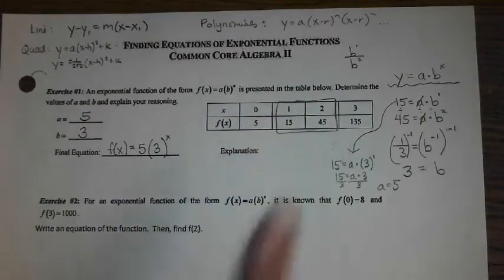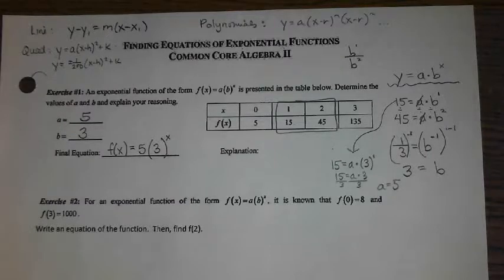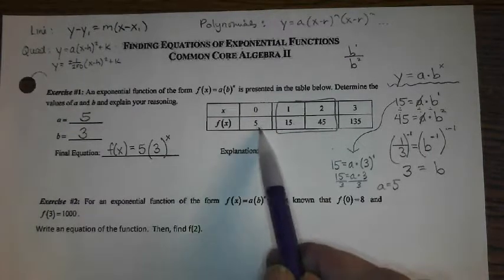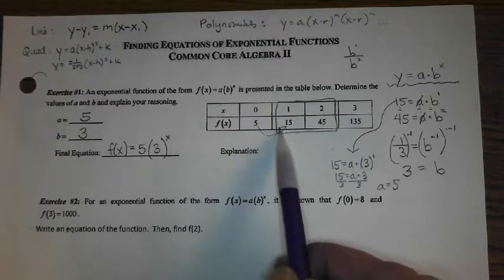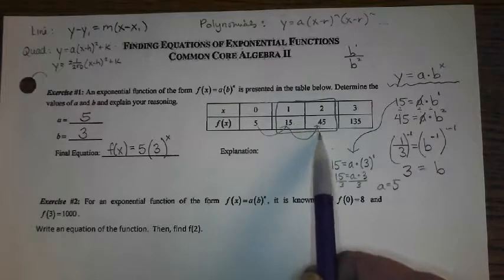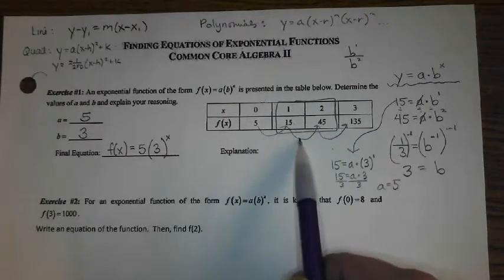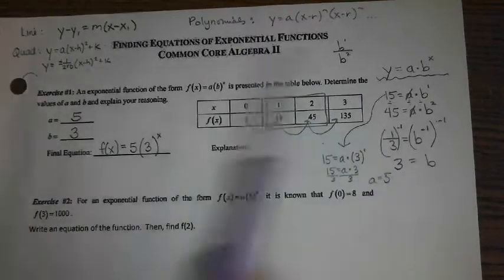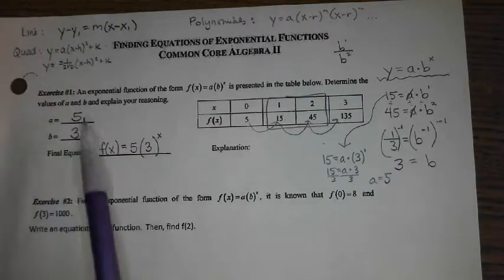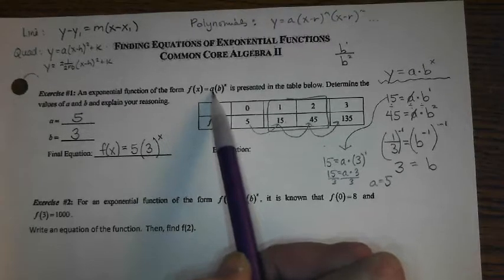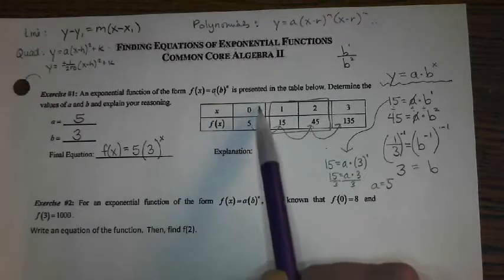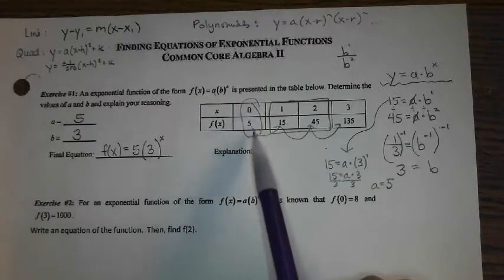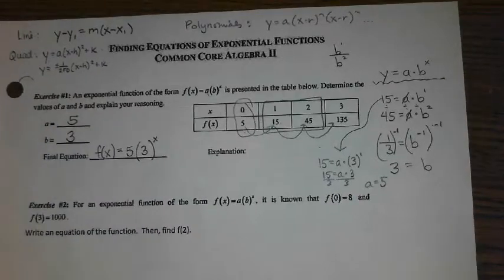The points you are given here are not completely random because they're consecutive, 0 to 1 to 2 to 3, you can see what your multiplier is, right? What's the pattern? Times 3, times 3, times 3, times 3. Hey, guess what? That's your base. And your a, like we just talked about, is your y-intercept. When x is 0, well, you were given when x is 0, your y-intercept is 5. There's your a. Okay? Does that make sense?